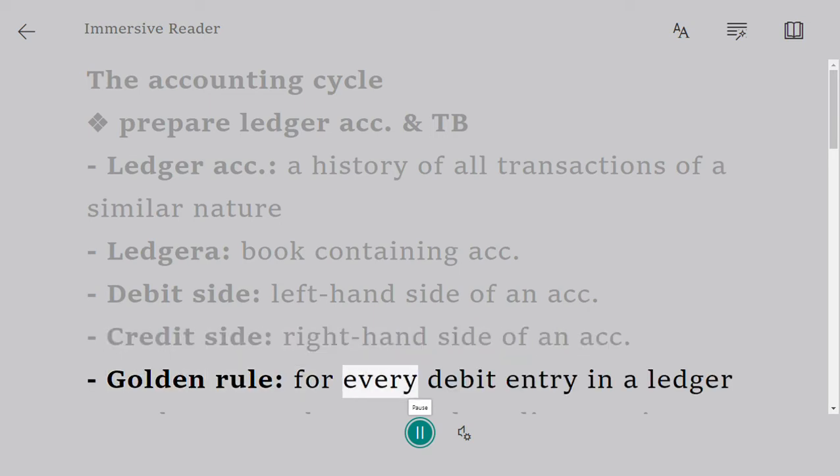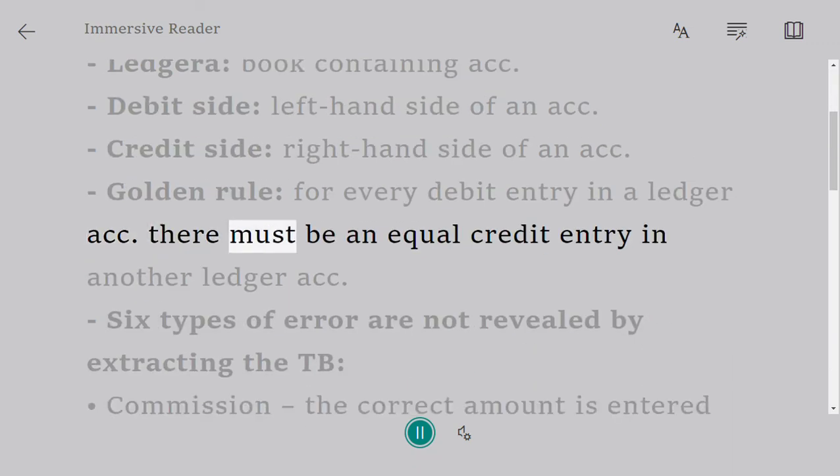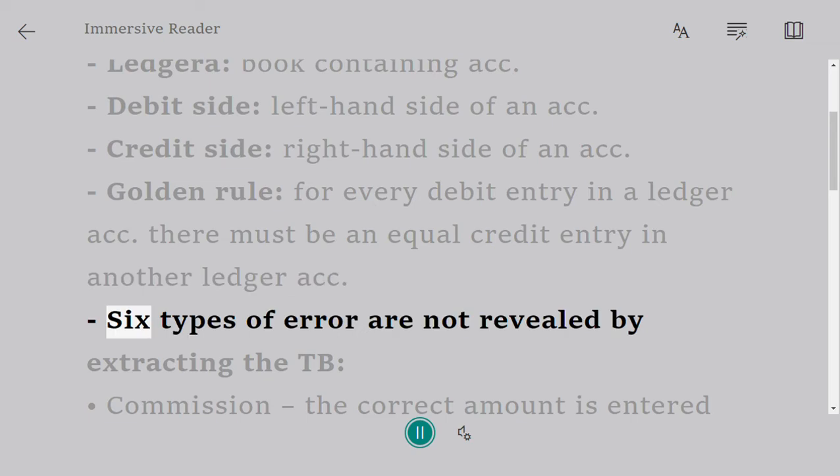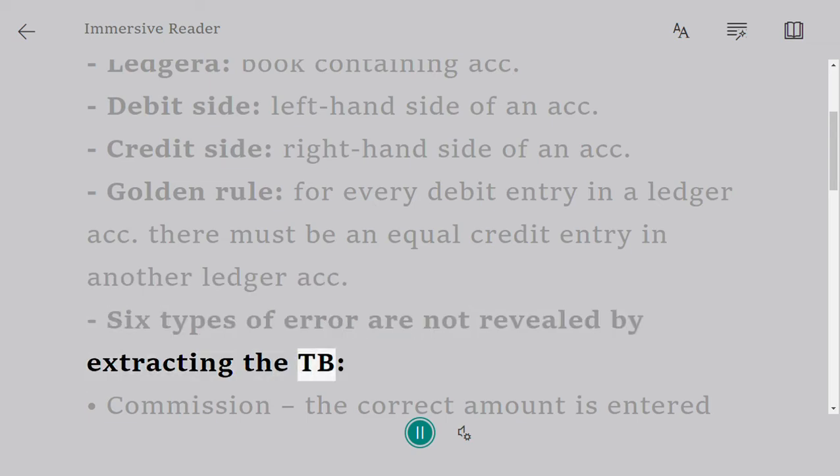Golden rule: for every debit entry in a ledger account there must be an equal credit entry in another ledger account. Six types of error are not revealed by extracting the trial balance.